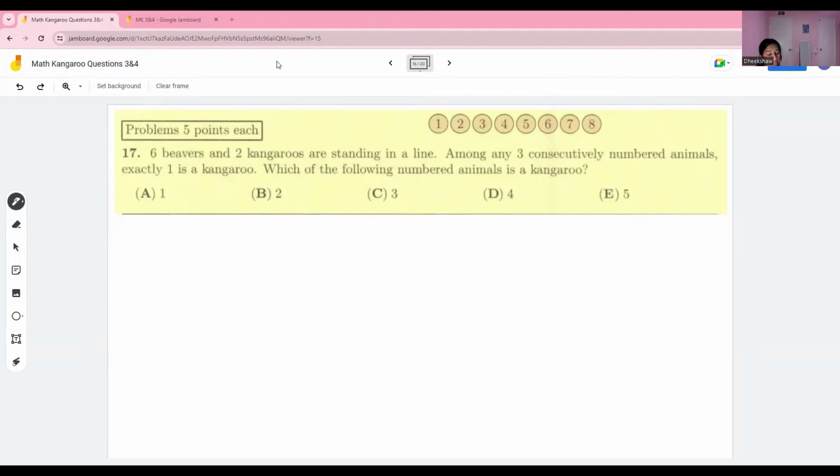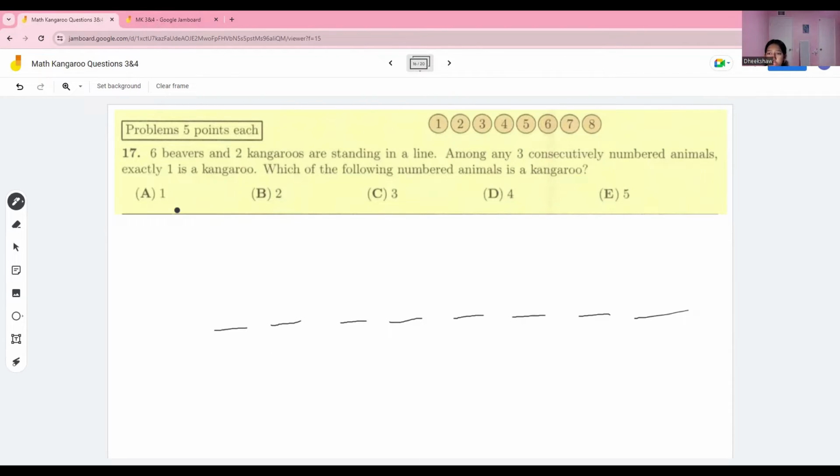Six beavers and 2 kangaroos are standing in a line. Among any 3 consecutively numbered animals, exactly 1 is a kangaroo. Which of the following numbered animals is a kangaroo? Okay, so there are 8 spots, right? 8 animals. 6 beavers and 2 kangaroos. Among any 3 consecutively numbered animals, that means like 1, 2, 3, like 2, 3, 4, 3, 4, 5, like that. Exactly 1 is a kangaroo.